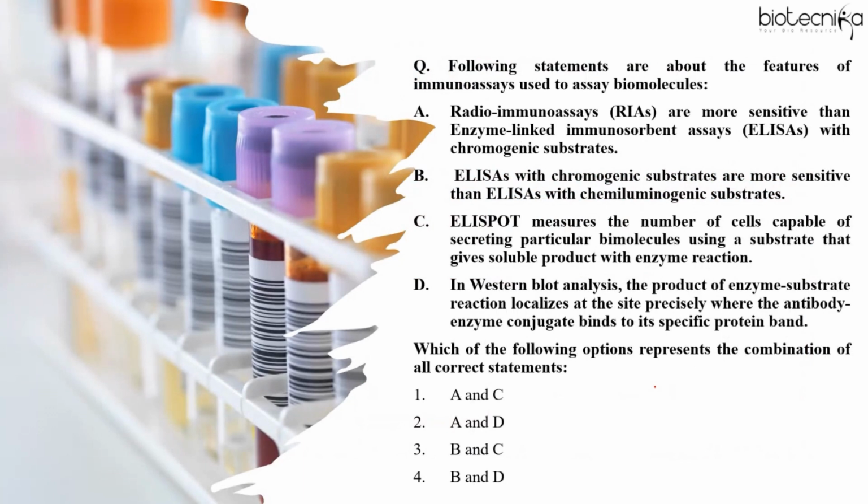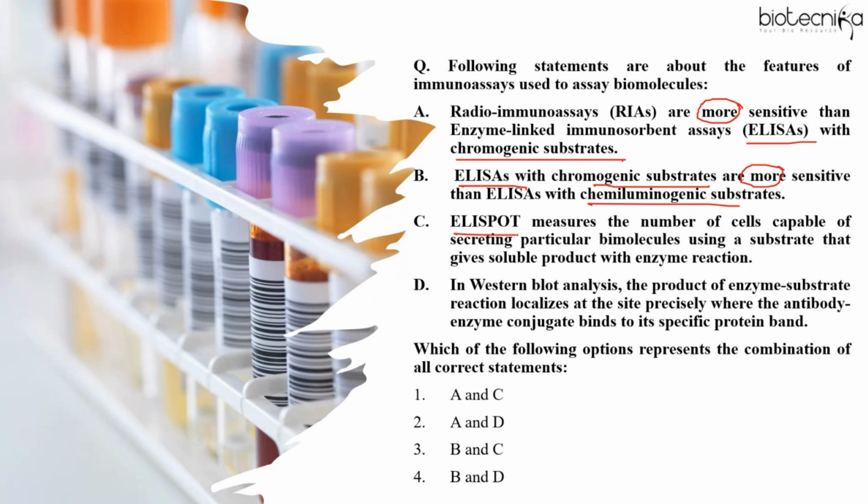Then moving over to another question. This question is from Immunotechniques. The following statements are about the features of immunoassays used to assay biomolecules. Statement A is radioimmunoassays are more sensitive than ELISA with chromogenic substrates. Statement B is ELISA with chromogenic substrates is more sensitive than ELISA with chemiluminogenic substrates.